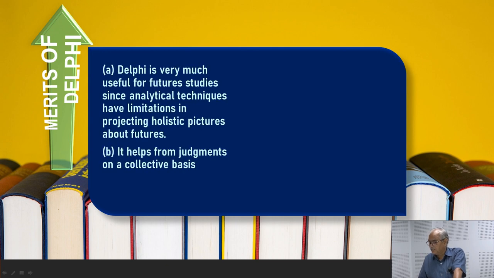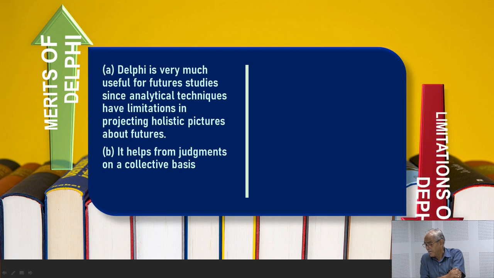The limitation of Delphi is that, since it involves experts, we cannot go for a large-scale study, but our respondents must be chosen in a purposive form, and we must seek the cooperation of the experts, which is a very, very tedious job on the part of a young researcher, since you will have to contact them time and again. That is the limitation.